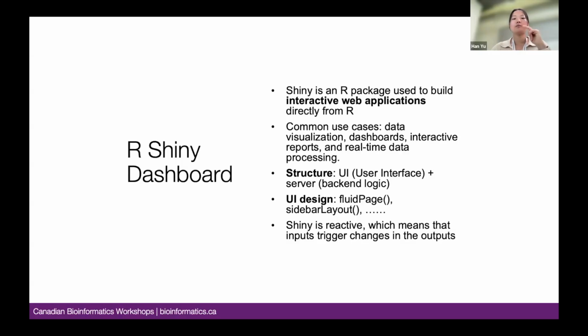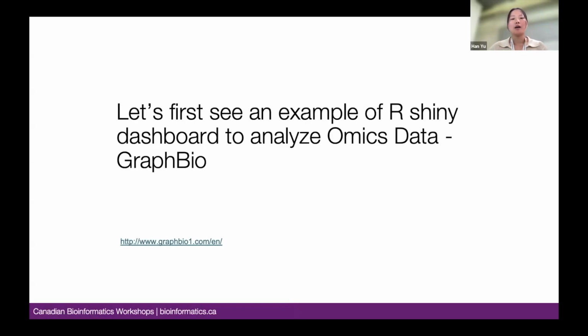So it's very user-friendly. People without any coding experience can use it very simply. The Shiny app consists of two main parts, the user interface and also the server. The UI part controls the layout and appearance of the app, and the server handles the computations, data processing, and rendering outputs based on the user inputs. To design the UI, Shiny provides different layout functions, and we will explore them shortly. But before that, let's first see an example.